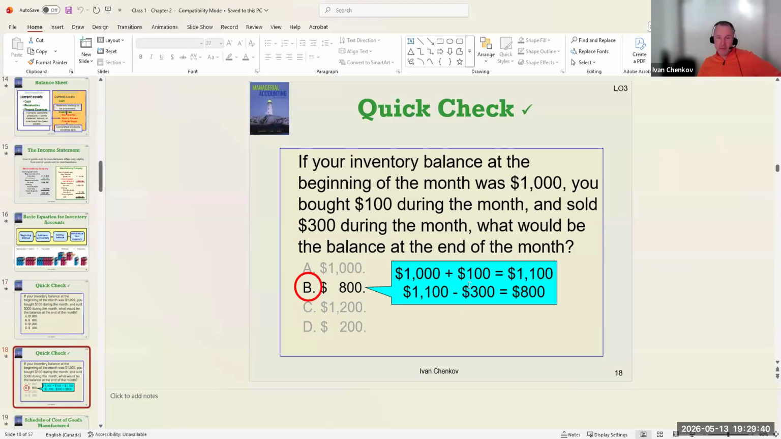Yes, it is 800. Why? Because we have 1,000 at the beginning. We add 100. That's 1,100. We deduct 300. 800 left.